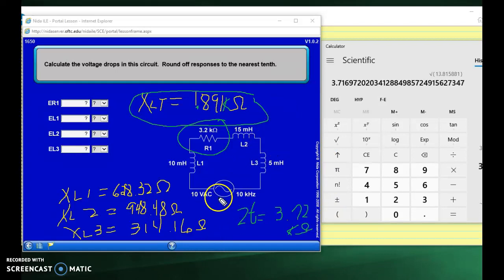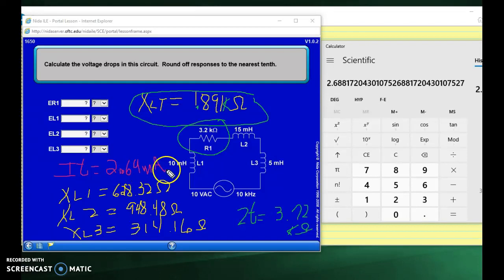IT is our applied voltage divided by our ZT. So I'll clear over here. So that would be 10 divided by 3.72. Now this is in K, so my answer is going to come out in millis. 2.69 milliamps. So IT is 2.69 milliamps.